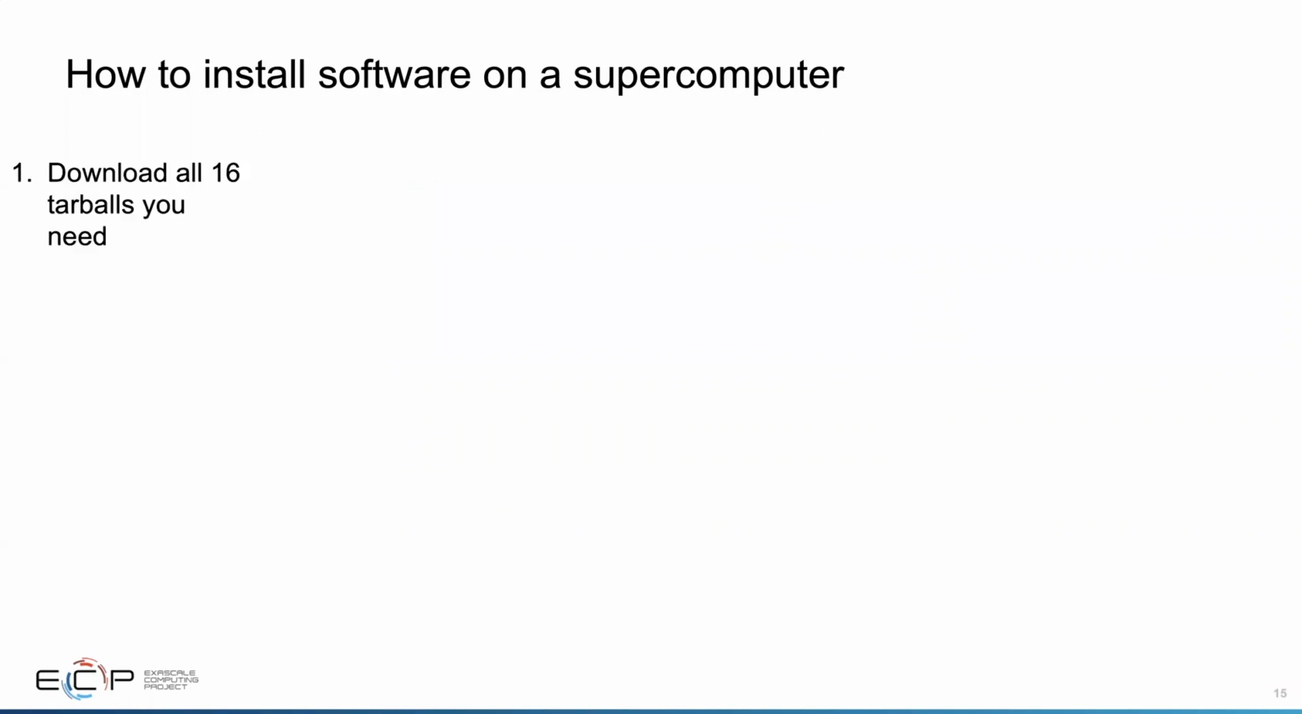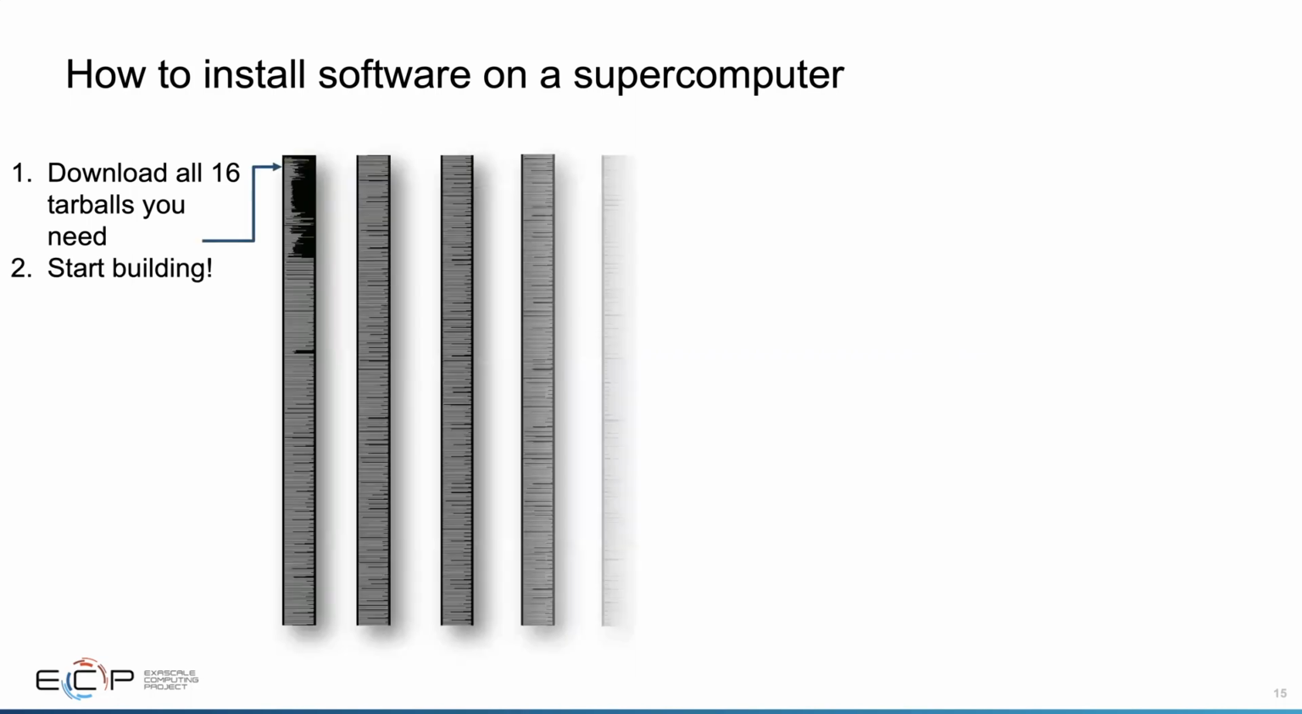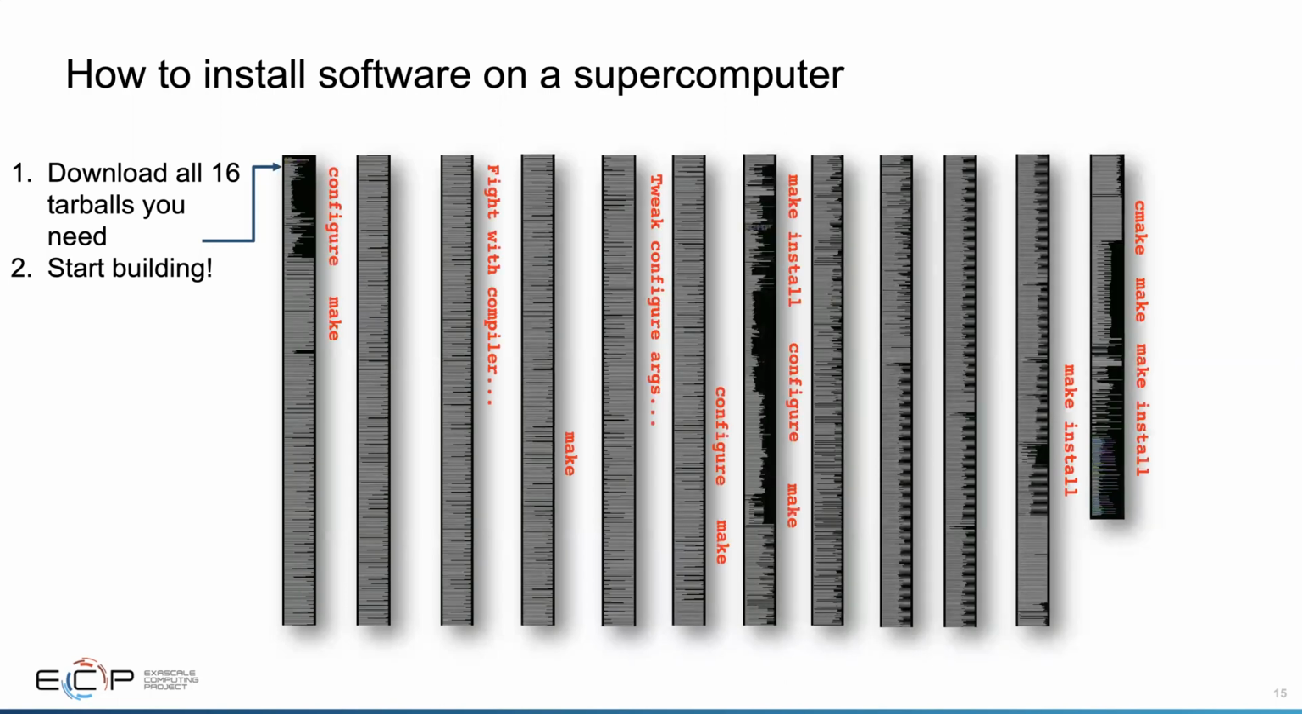When you have so many dependencies, you first start with downloading all of these 16 tarballs that your application may need, and you start building them. And you start building them one at a time, like this, where you use the configure command for each package, you do the make, you fight with the compiler flags, you type make, you tweak the configuration arguments, you configure, you do the make install, and then you use CMake for some packages, you use autoconf for others, and then finally you get them to build together and you run the code. And then it can segfault and you can start all over again.